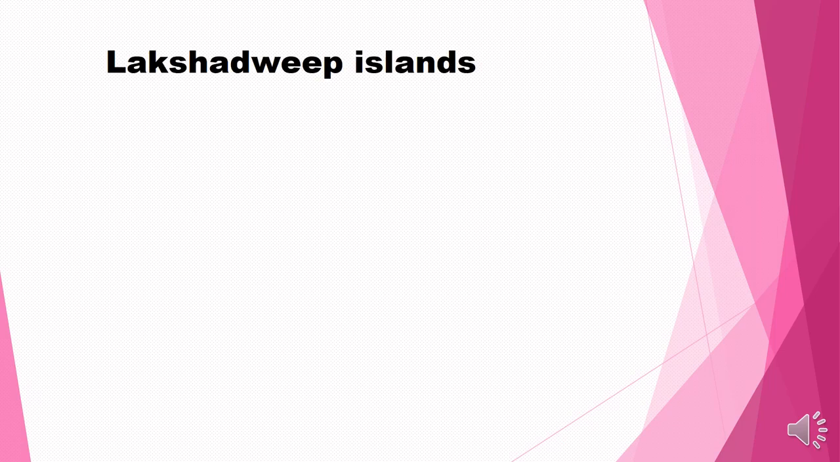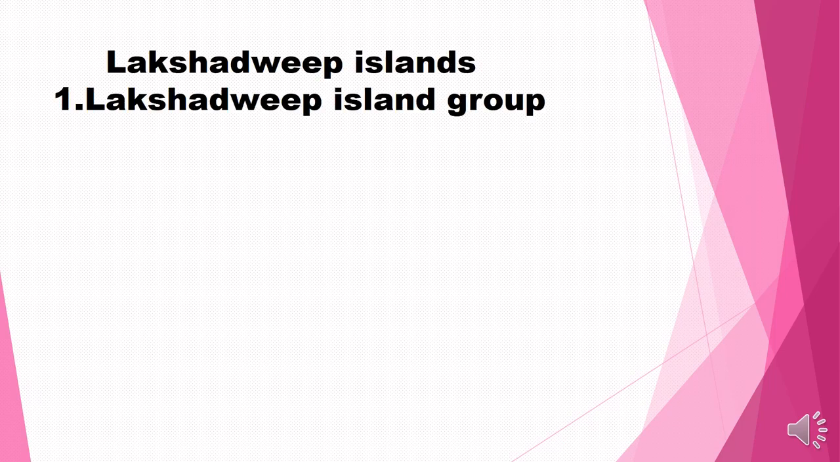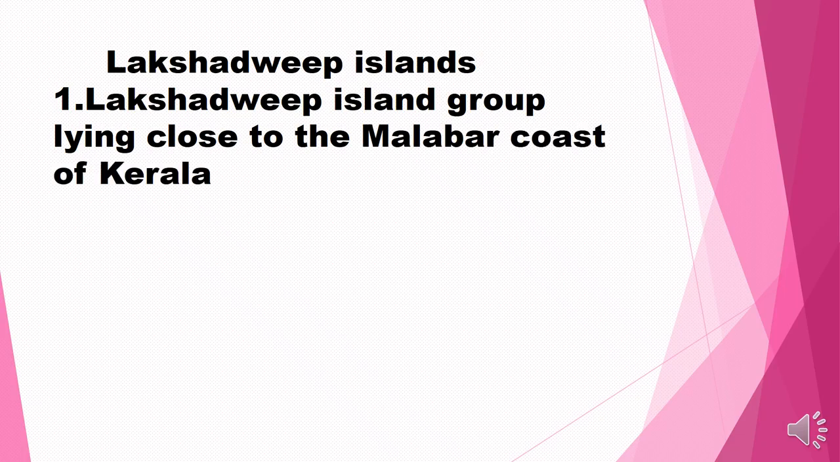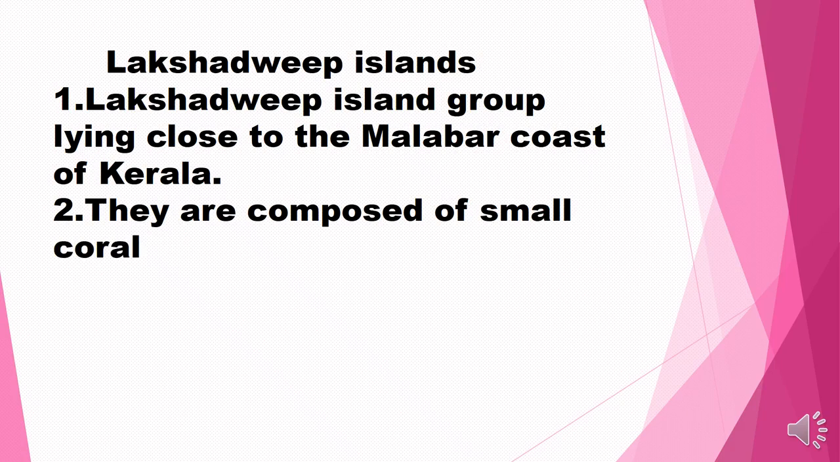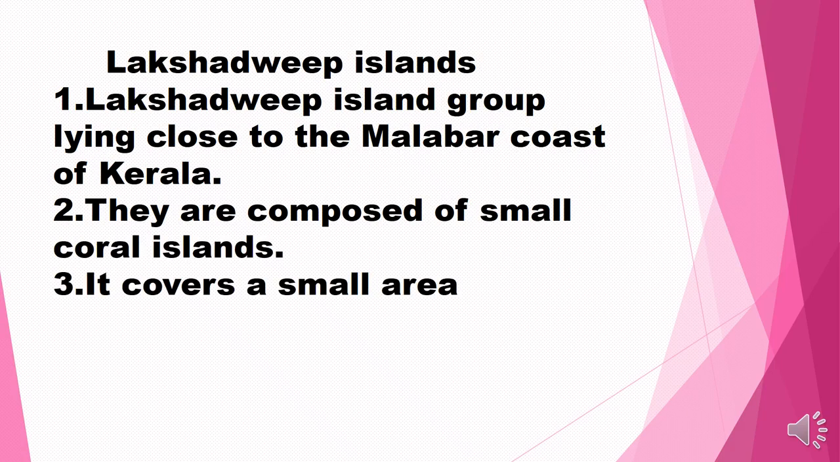The next is Lakshadweep Island. The Lakshadweep Island group, lying close to the Malabar coast of Kerala, is composed of small coral islands, and it covers a small area of 32 square kilometers. Kavaratti is the capital of Lakshadweep Island.